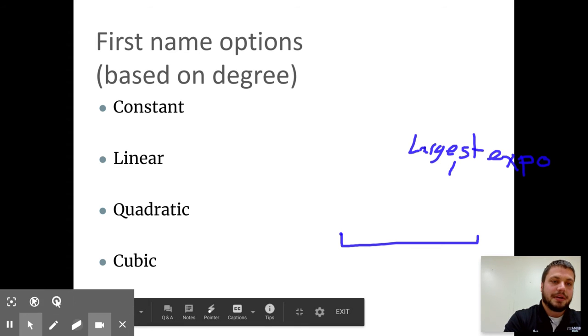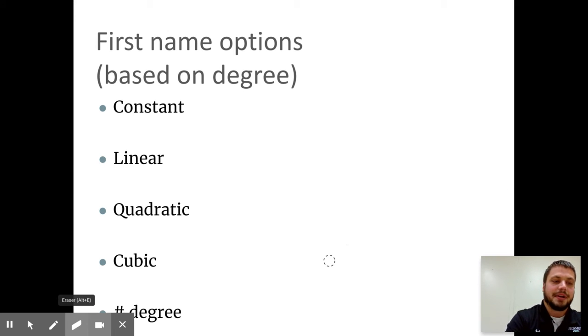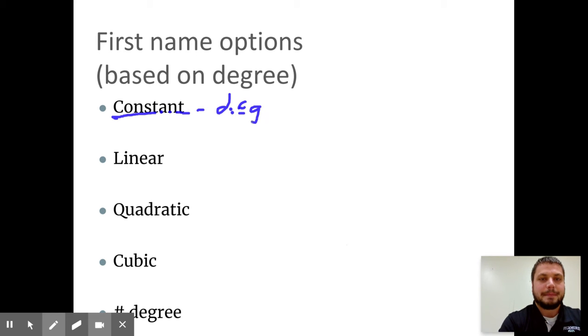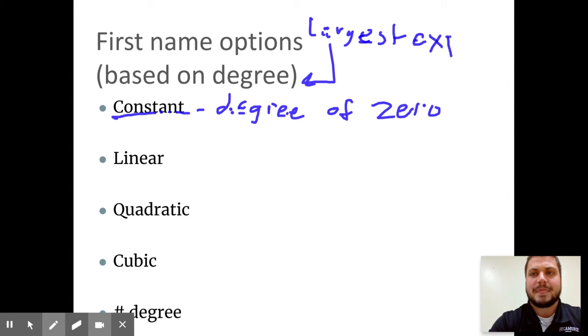Okay, so what we have here is a list of all the possible first names of a polynomial. Again, this is based on the degree. A polynomial's first name is a constant if it has a degree of 0. Now, let me explain. Degree means the largest exponent, but specifically it's the largest exponent that's attached to a variable.